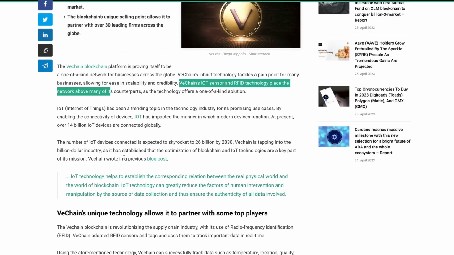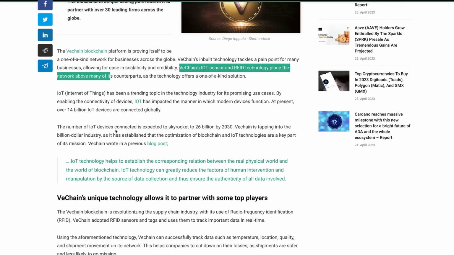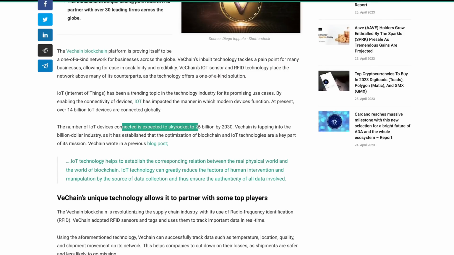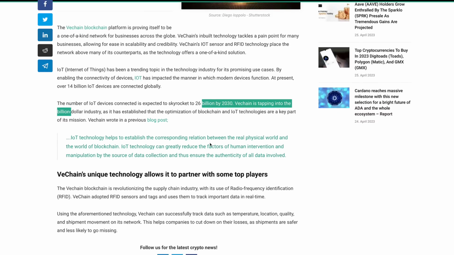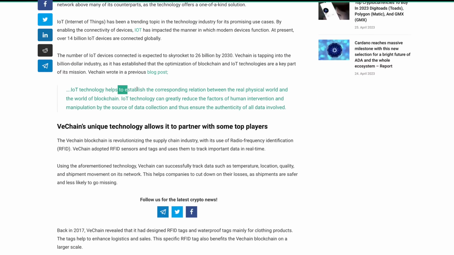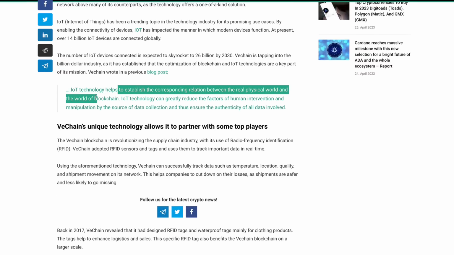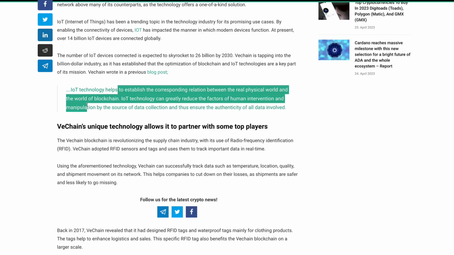And so just to give you guys some stats, the number of IoT devices connected is expected to skyrocket to 26 billion by the year 2030. Vechain is tapping into the billion-dollar industry as it has established that the optimization of blockchain and IoT technologies are a key part of their mission. And here's what they wrote in a blog post: IoT technology helps to establish the corresponding relation between the real physical world and the world of blockchain. IoT technology can greatly reduce the factors of human intervention and manipulation by the source of data collection and thus ensure the authenticity of all data involved.